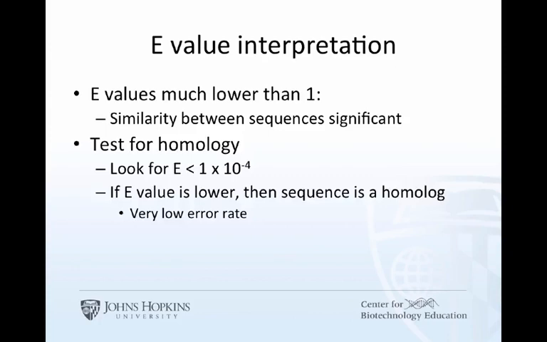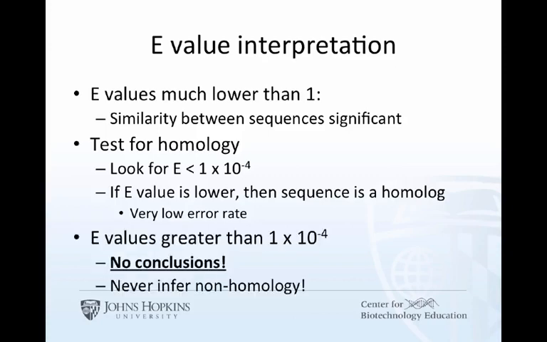How much below 1 do we want the e-value to be? It's pretty conservative, but less than 1 times 10 to the minus 4th is a good cutoff with a very low error rate. If in BLAST you see an e-value less than 1 times 10 to the minus 4th, we confidently call that a homolog. However, if the e-value is greater than that, we make no conclusions. Just like the monkey who typed Hamlet, that high score may have been due to luck. But that score may have been due to sequence similarity between homologs.